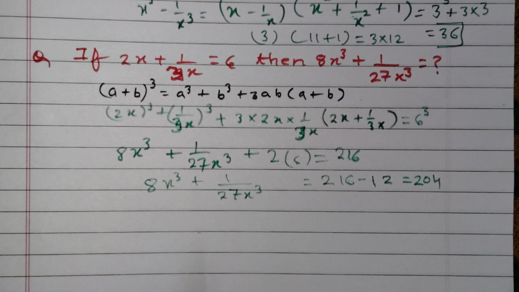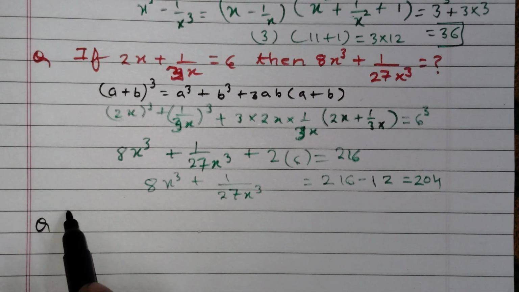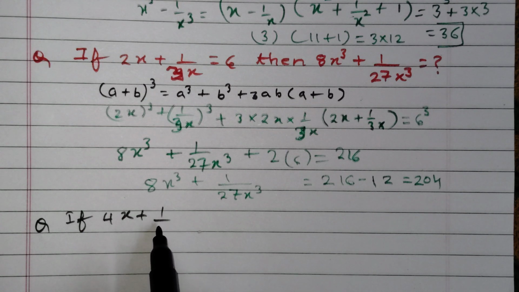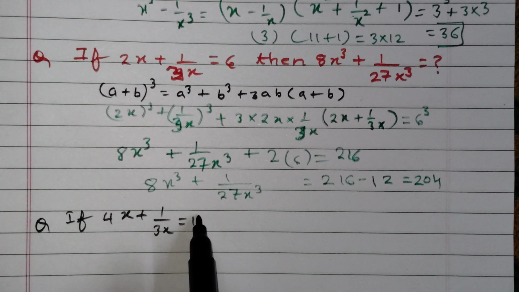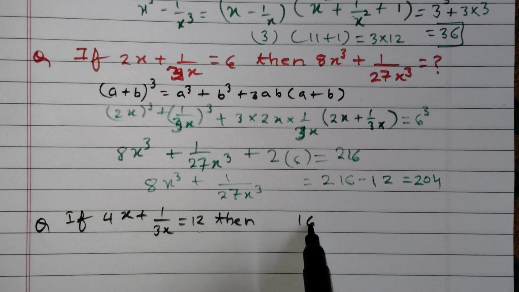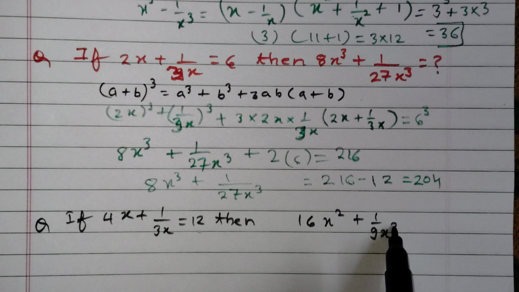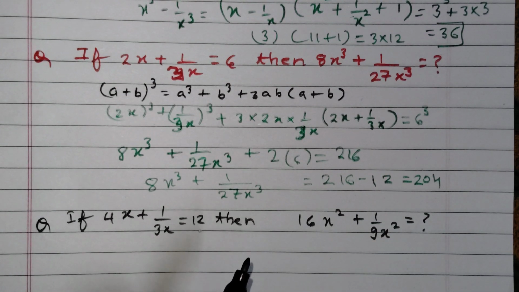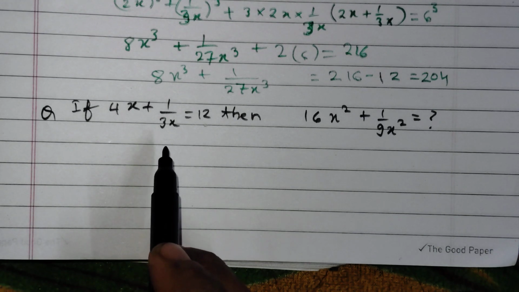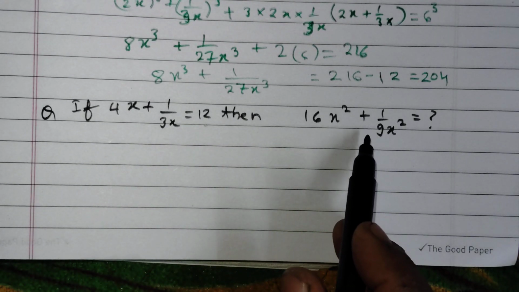Similar to this, the next question is: if 4x plus 1 upon 3x equal to 12, then 16x square plus 1 upon 9x square is equal to question mark. In this question, first we need to find the square.